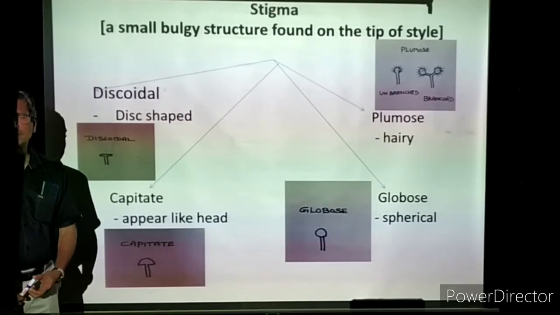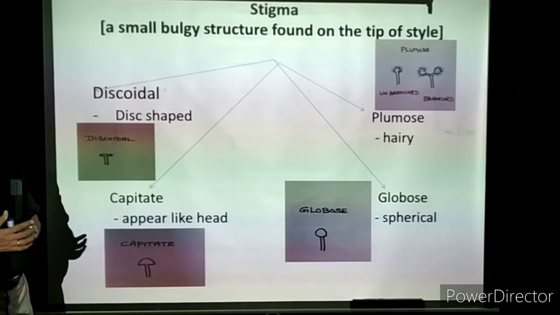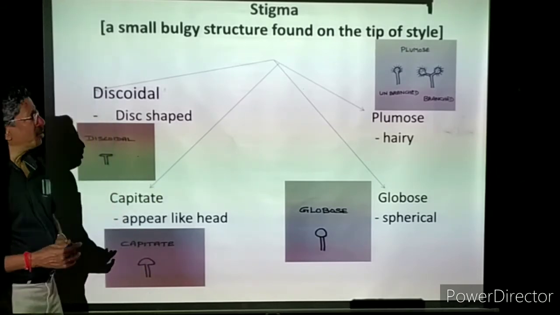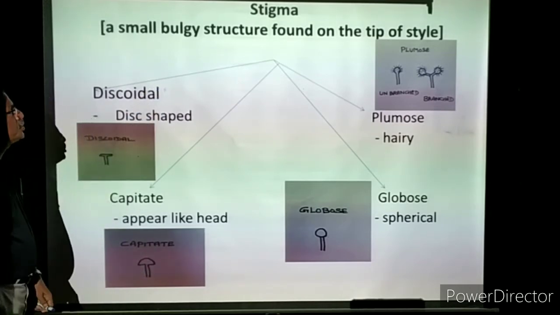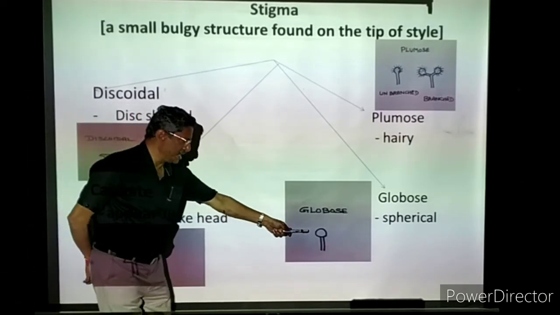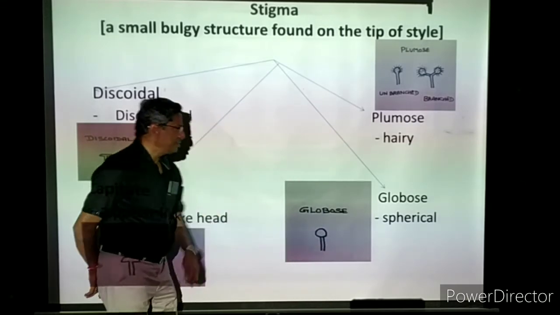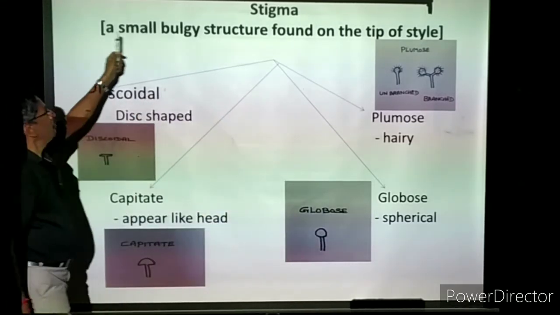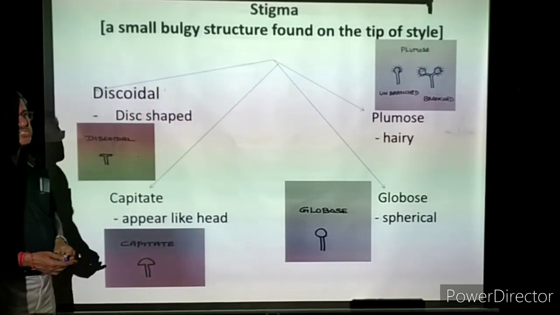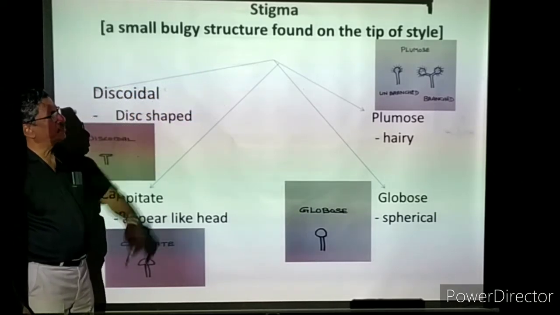Now we are coming to stigma. Ovary is completed. In the ovary, carpels are there, locules are there. The relationship between carpels and locules, everything is over. Then style, 4 types of styles we have completed. Now we are coming to the next one, stigma. I already told you, stigma is the terminal portion of the style. Okay, terminal. It is a terminal portion of the gynecium. Ovary, style, stigma. Okay. A small bulgy structure found on the tip of the style. That is the meaning for stigma. Stigma is a small bulgy structure found on the tip of the style.